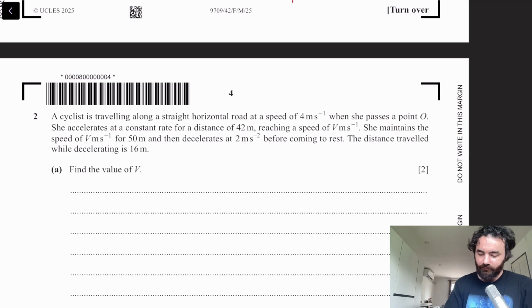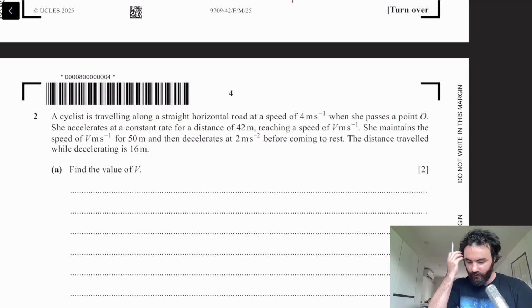Okay, anyway. A cyclist is traveling along a straight horizontal road at speed 4 meters per second. When she passes the point O, she accelerates at a constant rate for a distance of 42 meters, reaching the speed v meters per second.